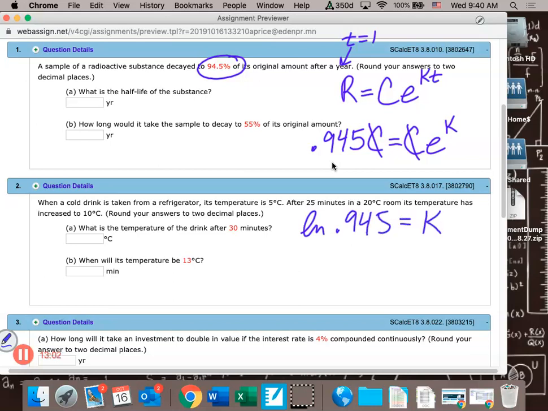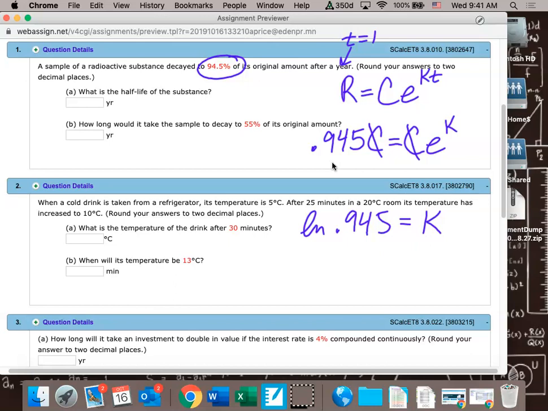What's the ln of e to the k? Do you guys know ln of e to the k is k? Yeah. Do you all know that? It's real important. So just in case you don't know, ln of e to the k, what can you do with the k? Put it in front, right? And what's the natural log of e? 1, right? So ln of e to the stuff is the stuff, right? Okay. So our k is now ln of 0.945.